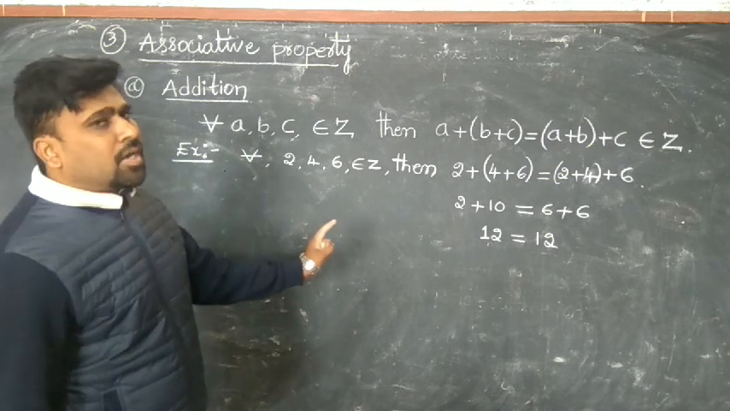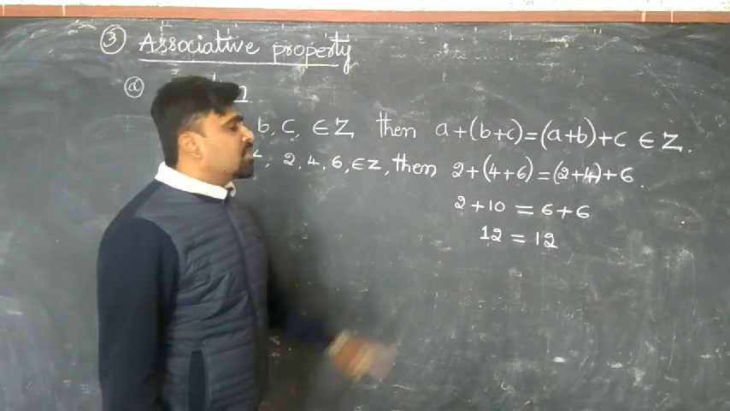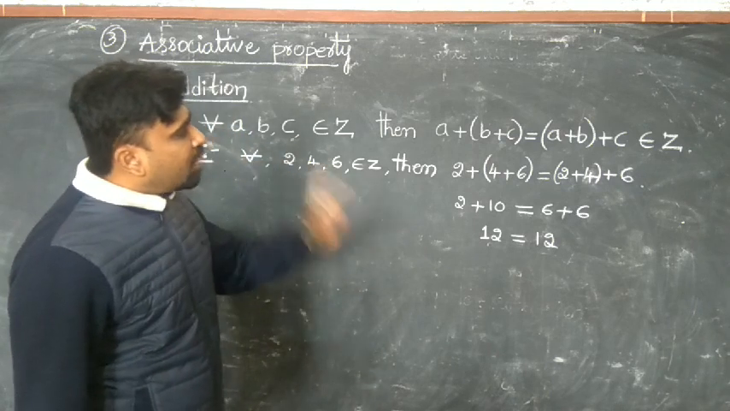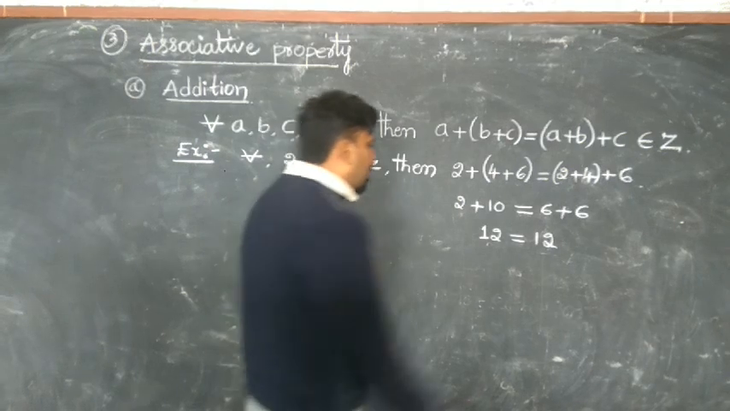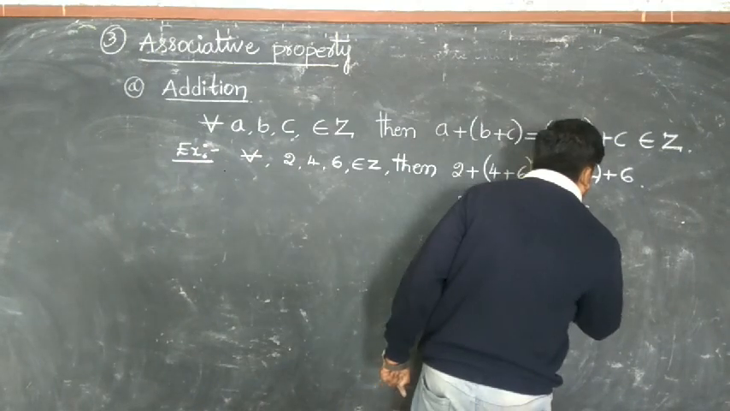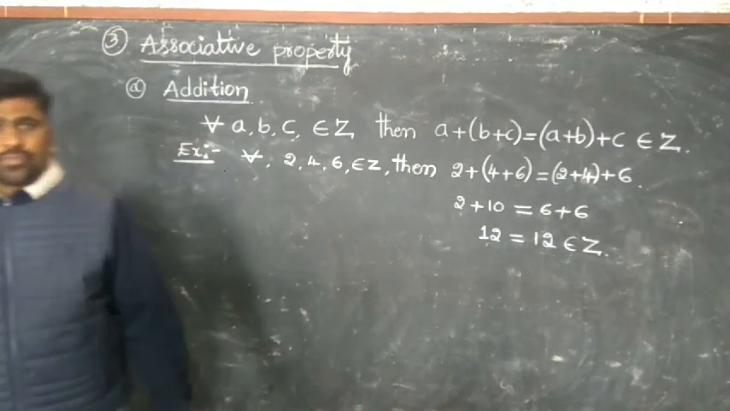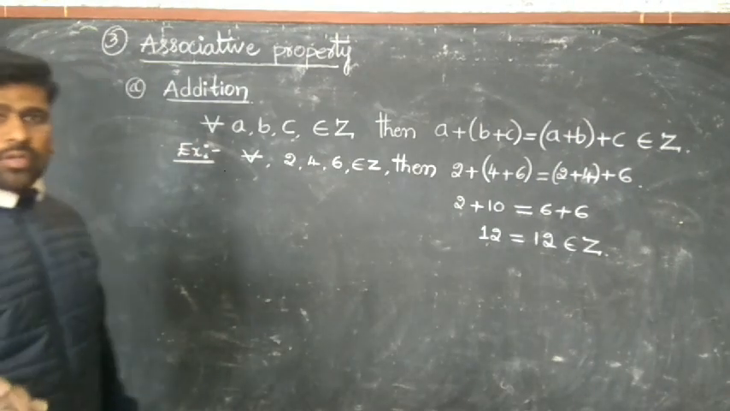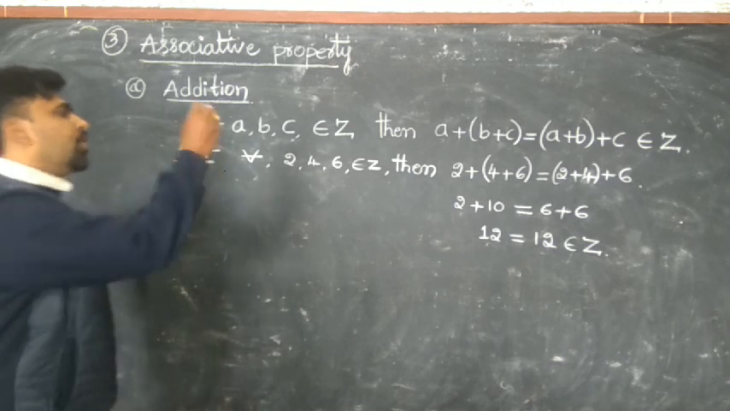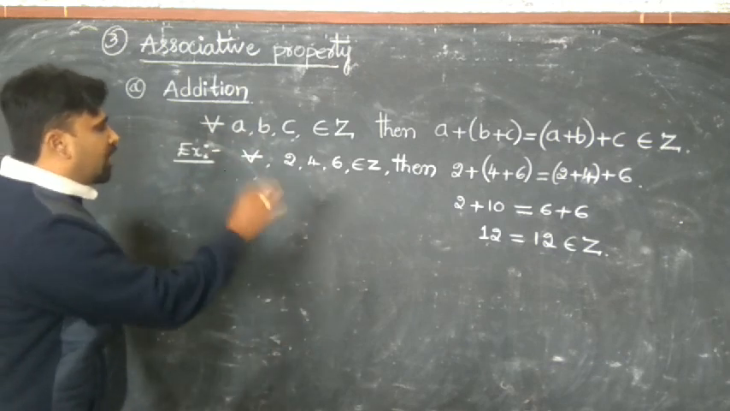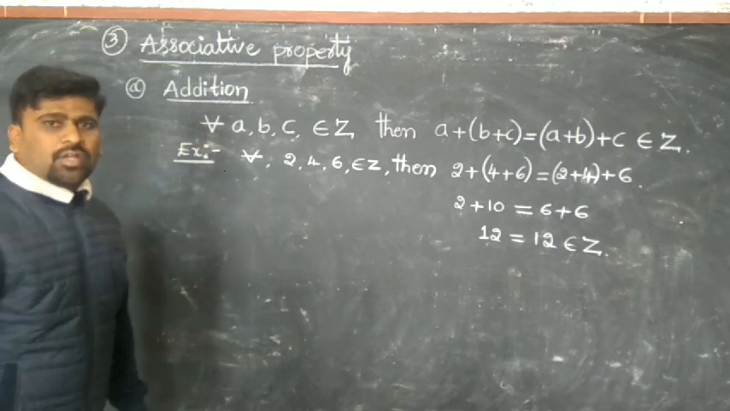Here a plus of b plus c is equal to a plus b of plus c. It belongs to Z. Therefore, it also belongs to Z. It is one example. Clear? Understood? Here 3 numbers, substituting the 3 numbers, simplify, we get the answer will be the same. 12 is equal to 12.